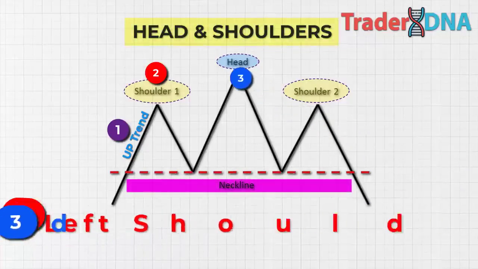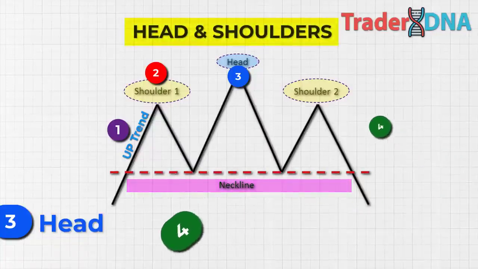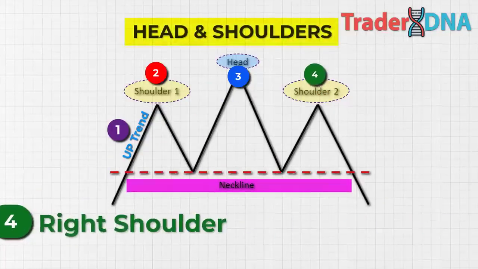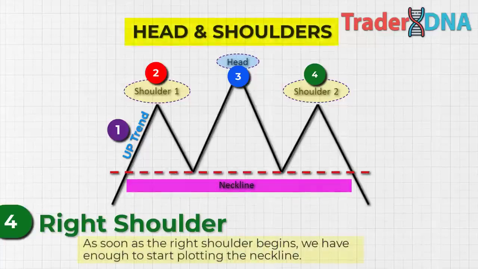Step 3. Head. Now that the left shoulder is formed, the market makes a higher high, creating the head. But despite this upward movement, buyers can't push the price much higher. So, we have the left shoulder and the head, and the neckline is starting to take shape, but we need the right shoulder to complete the pattern. Step 4. Right shoulder. The right shoulder is where everything comes together. It signals that buyers might be getting tired, and a market reversal could be on the horizon. As soon as the right shoulder begins, we can start drawing the neckline.